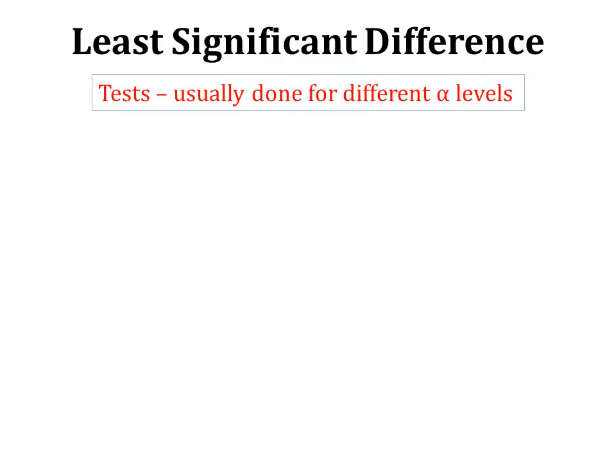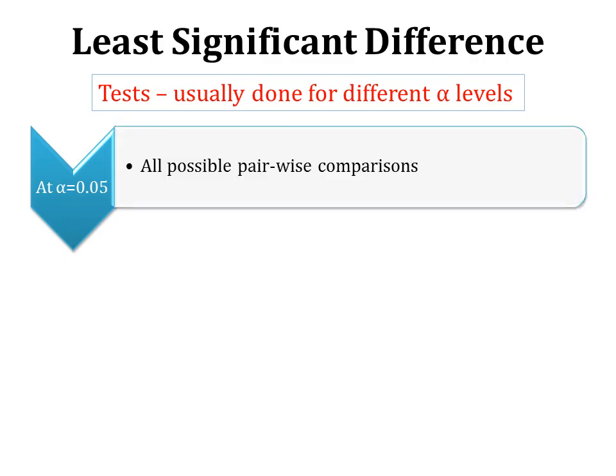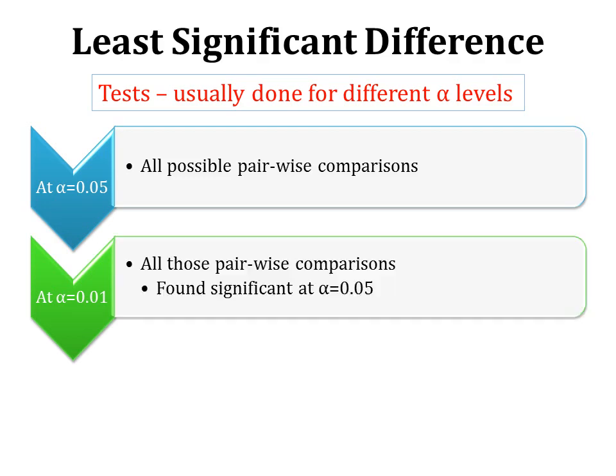And then another important thing is that these tests are usually done for different levels of significance. Of course, first of all, they're done at the level of significance of 0.05, and this is done for all possible pairwise comparisons. In the example that we are looking at, we have 6 pairwise comparisons. All of these 6 pairwise comparisons are tested for LSD at 0.05 significance level first, right? And then these are tested at an alpha level of 0.01, and not all of the pairwise comparisons are made, but only those which are found significant at the 0.05 significance level, right?